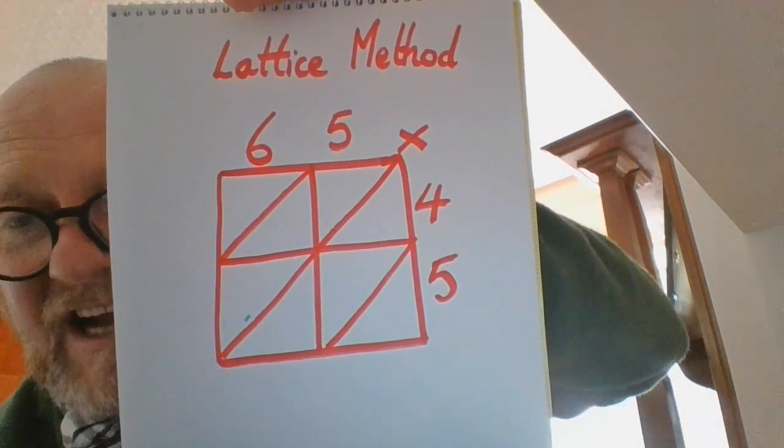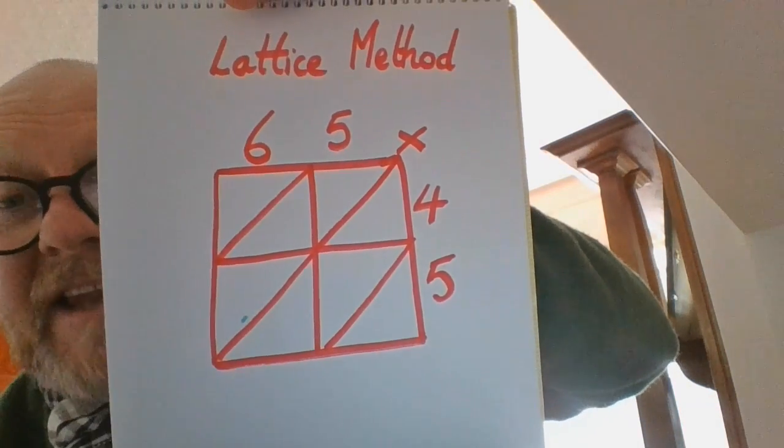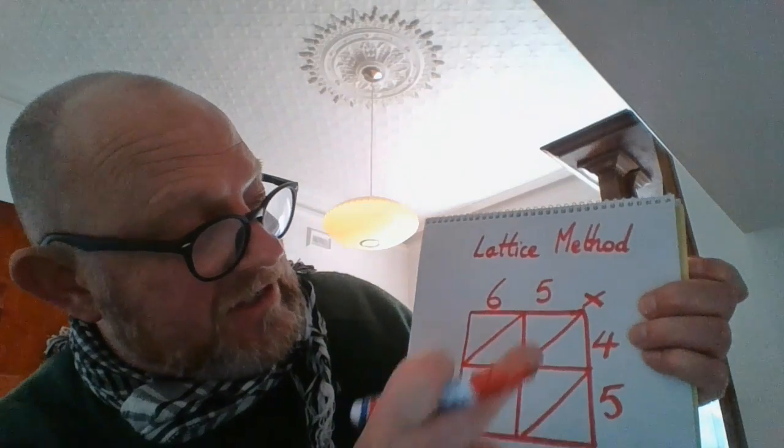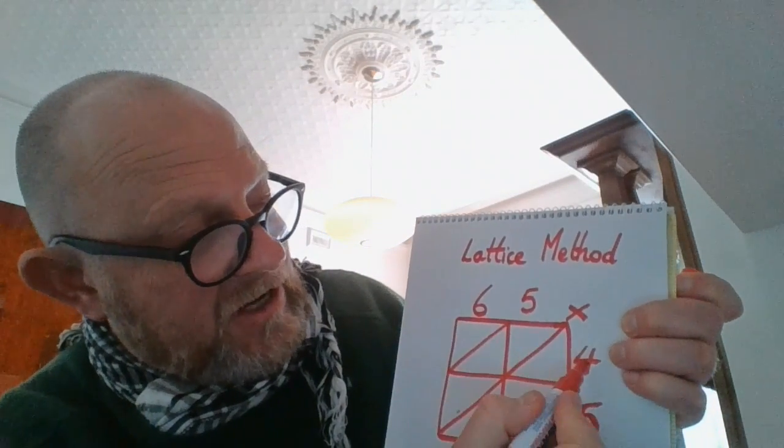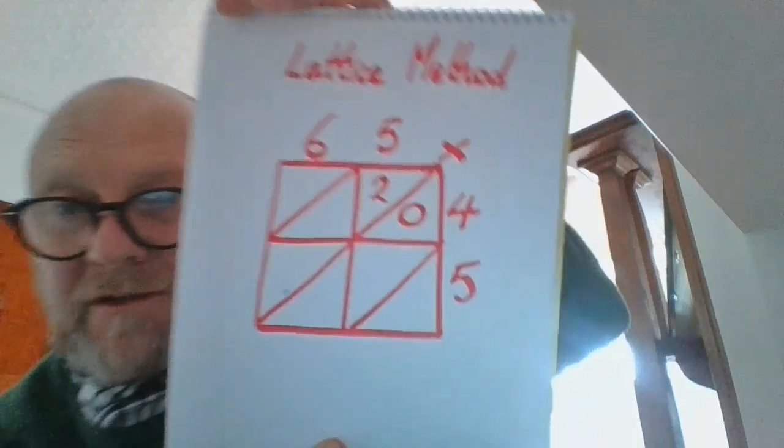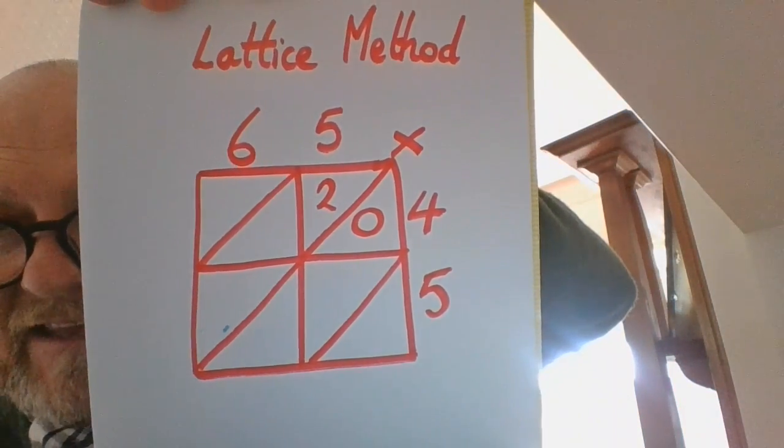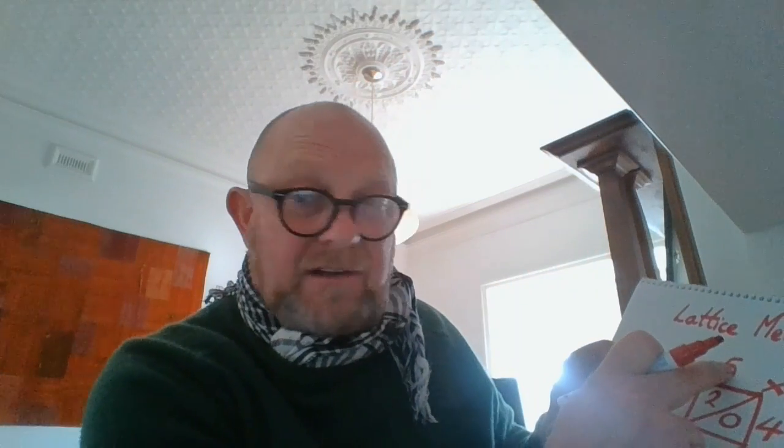Now break those cells diagonally across, and I'll show you this just in case you get confused. So they look like that, and that is our lattice. Now all you have to do is do the sums. 5 times 4 equals 20. So you place the 20 like that. 5 times 5 equals 25.